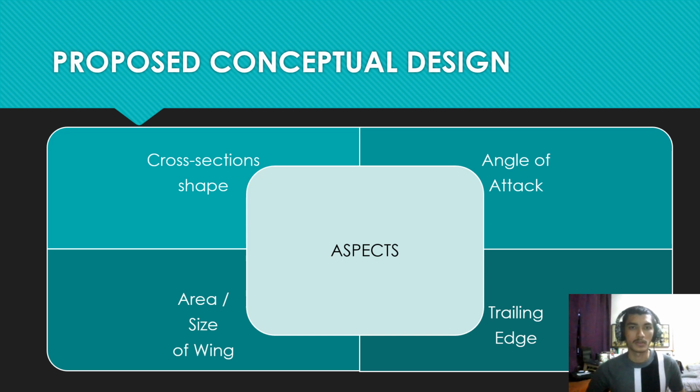I'm Pre-Syar, metric number U20033951. I'll be talking about our proposed conceptual design. So we have multiple aspects as to why we designed our wing the way we did. There are four: cross-section shape, angle of attack, area or size of the wing, and trailing edge.